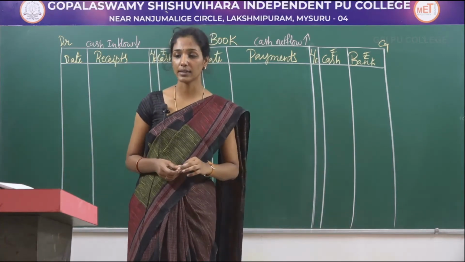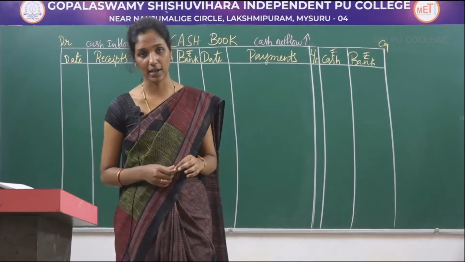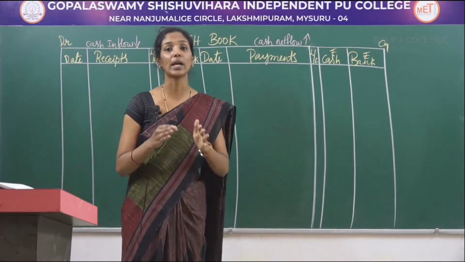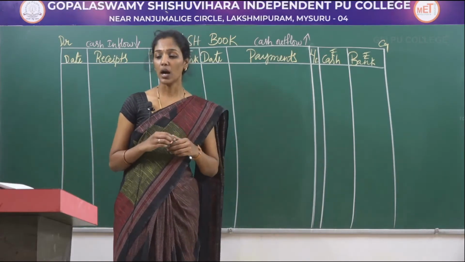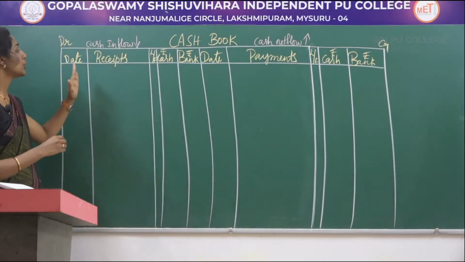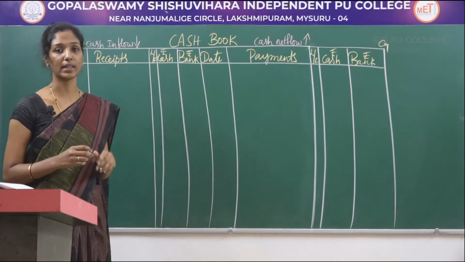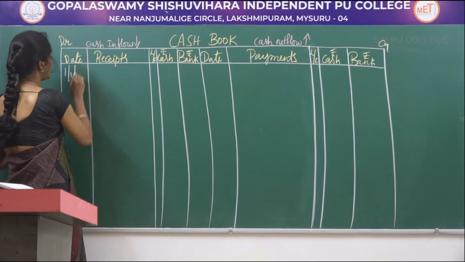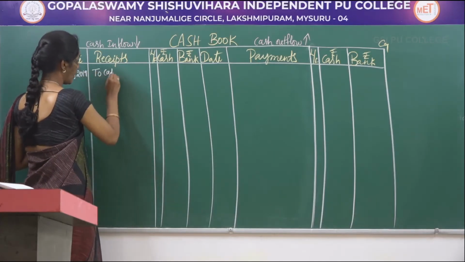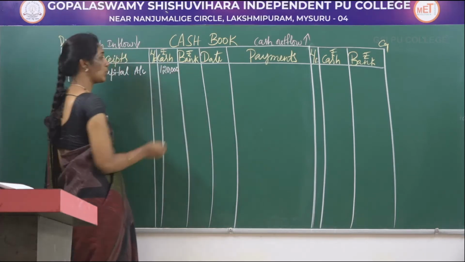Now what is the first transaction? Started business with cash rupees 1,20,000. What is the journal entry? Cash account debited to capital account. So now you have to write on the debit side as usual, 1/1/2019 to capital account, cash column 1,20,000.